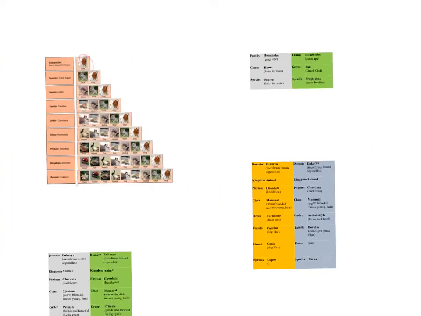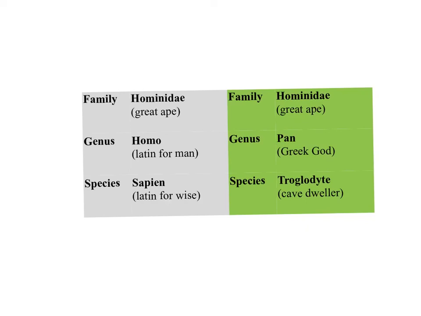All right, then it got chopped off, so I'll go over here to the rest. Family Hominidae, which means great ape. Genus Homo for the one on the left, which is Latin for man. On the right, it's Pan, which is a Greek god. He was half man, half goat, I believe, and you always see him playing the lyre or the flute or something.